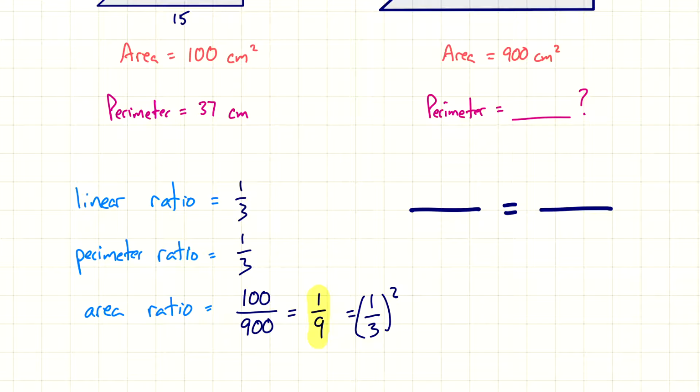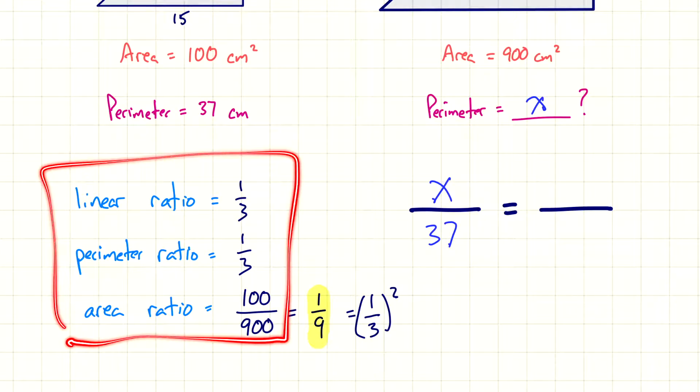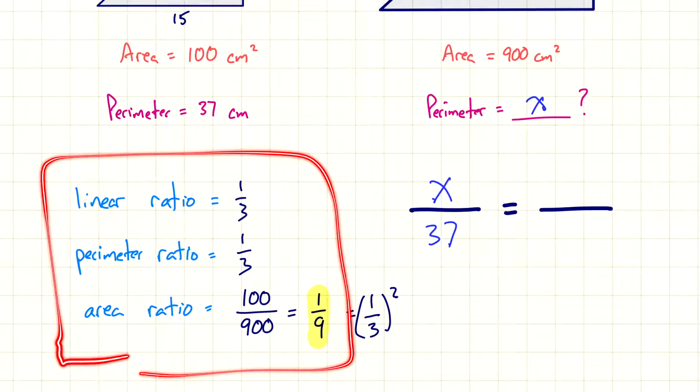So instead of us doing tons of measurements, since we don't know the perimeter, I'm going to use perimeter as x. And what I do know is if I want to solve for x, I need a ratio. So x over 37. x over 37 was the perimeters. Then I look at my choices, which ratio should I use as the second fraction? Should I use linear ratio, perimeter ratio, or area ratio?